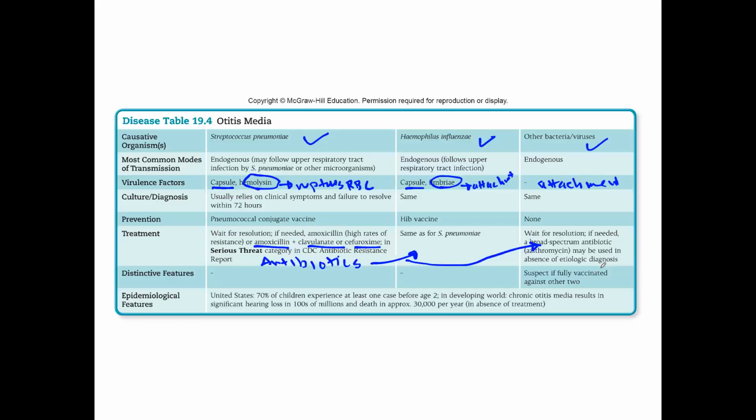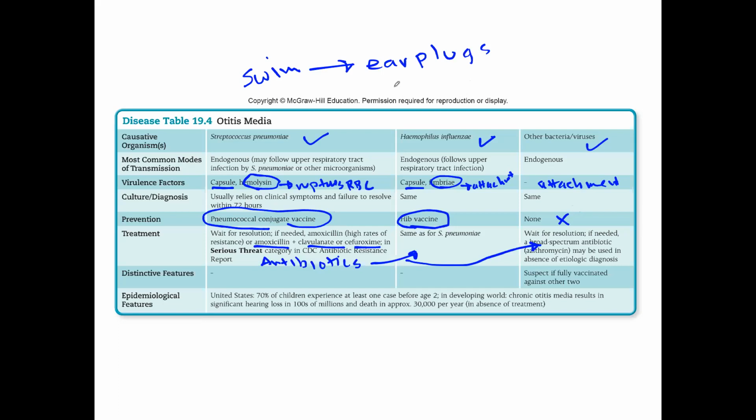A good preventative, okay? There's a vaccine for this one, there's a vaccine for this one, all right? There's nothing for these guys. So if you're gonna swim, this is good advice for anybody, really. Put in earplugs, okay? And that keeps contaminated water from seeping under the drum and setting up an infection, or from you ingesting that water and having it infect your throat and get up into your ears. And you can buy them at any drugstore.